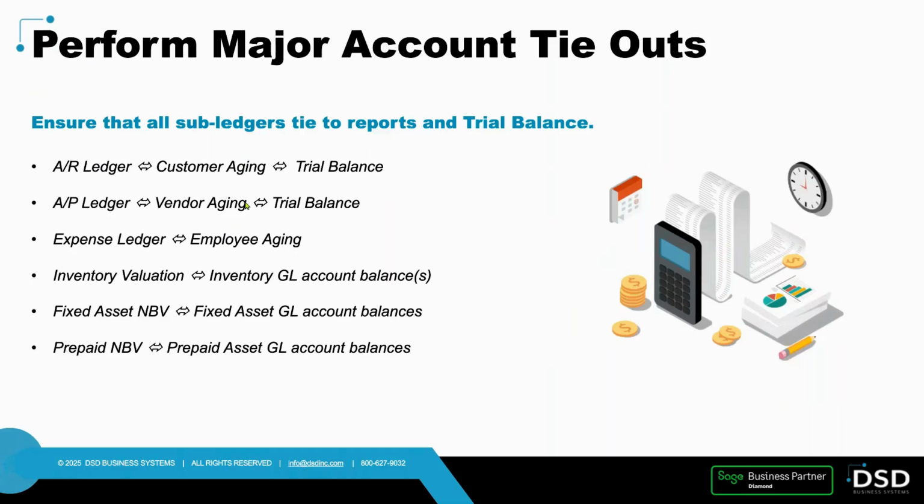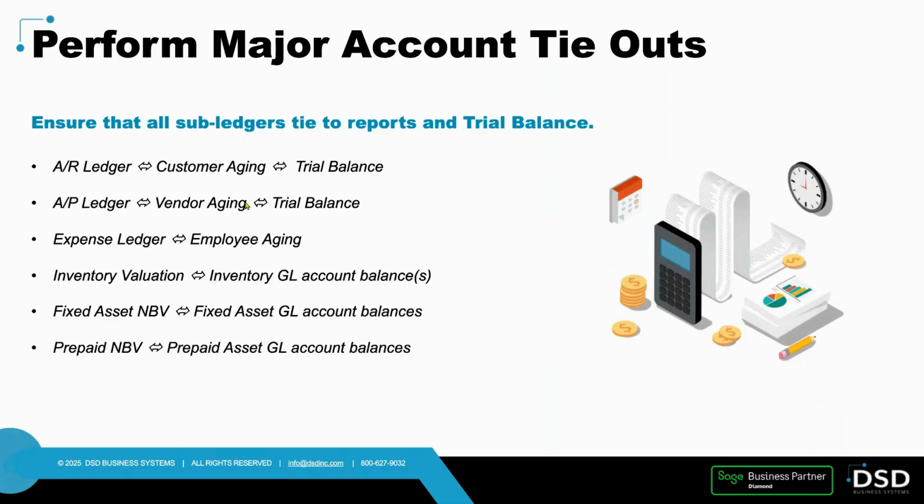Okay, so now coming to performing major account tie-outs. The first thing I like to do is run my ledger report with my aging report and trial balances. But before we do that, if disallow direct posting in the general ledger accounts is turned on, then the system will not allow direct posting to the control accounts. That way you won't have to run these tie-out reports.